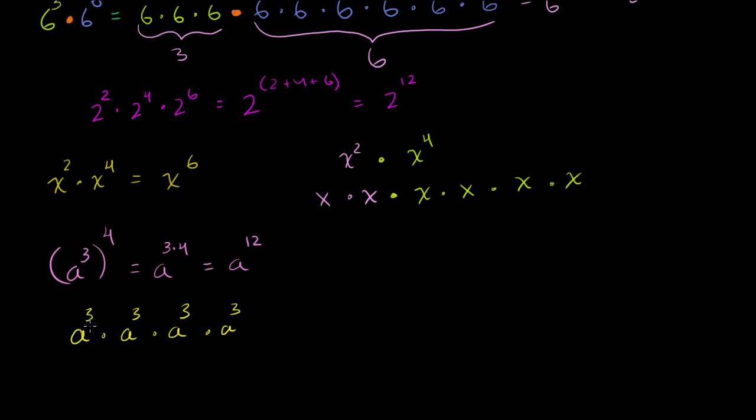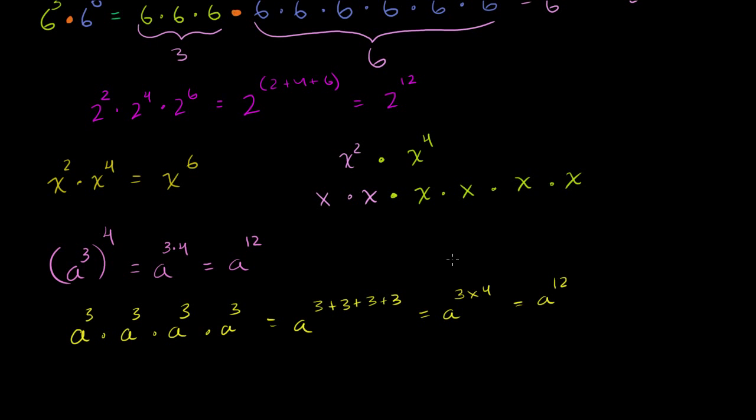So this is going to be a to the 3 times 4, right? This is equal to a to the 3 plus 3 plus 3 plus 3 power, which is the same thing as a to the 3 times 4 power, or a to the 12th power.